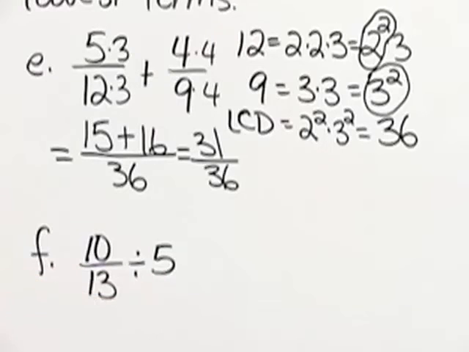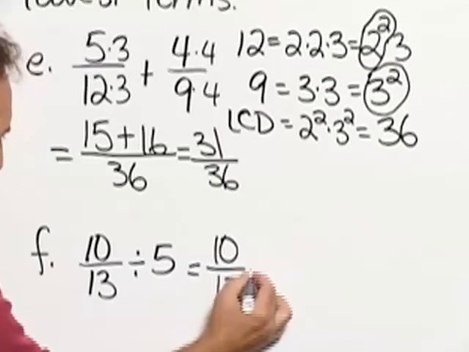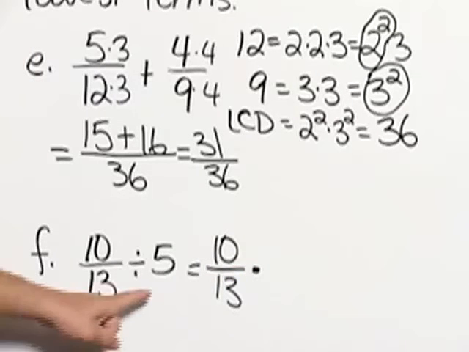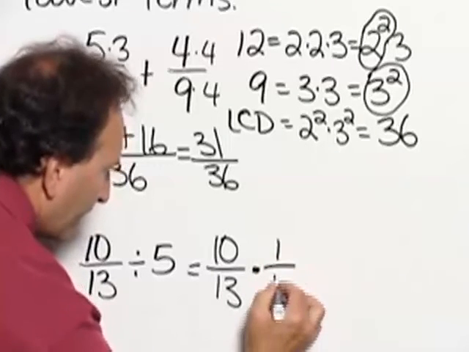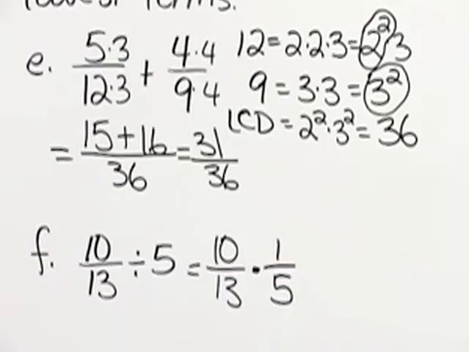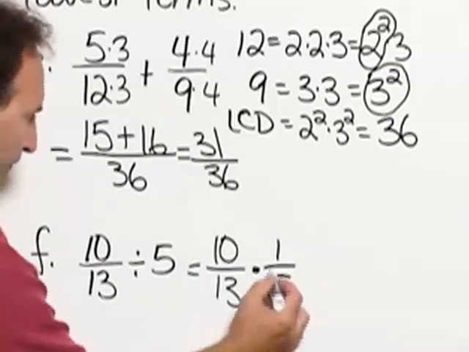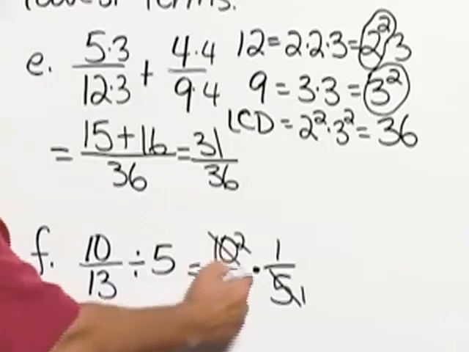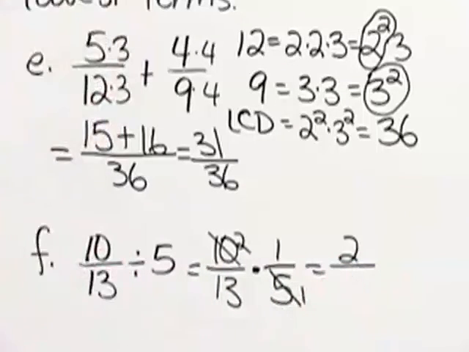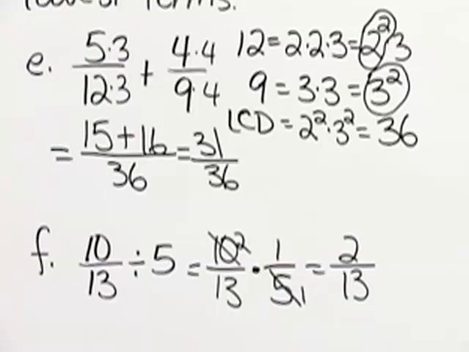10/13 divided by 5. Now when we're dividing fractions, we rewrite it as a multiplication problem, and we take the reciprocal of the divisor. The divisor is the whole number 5. The reciprocal of 5 is 1/5. And now we look to see if anything can be reduced in the numerator with something in the denominator. 5 divides into itself once and into 10 2 times. In the numerator then we have 2 times 1, which is 2, and in the denominator 13 times 1, which of course is 13, so our answer is 2/13.